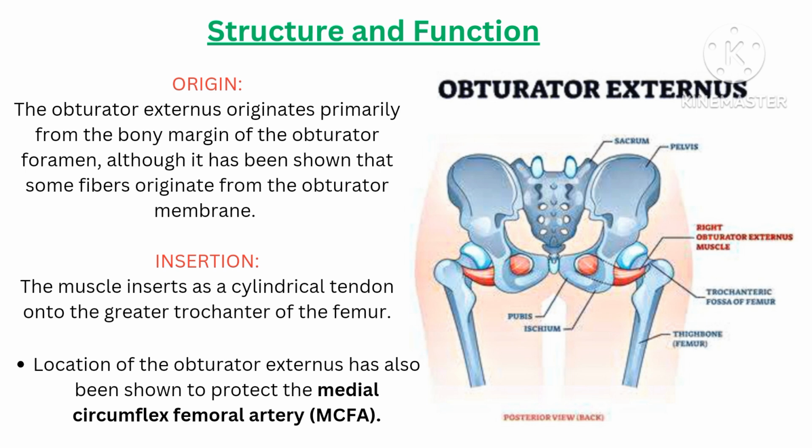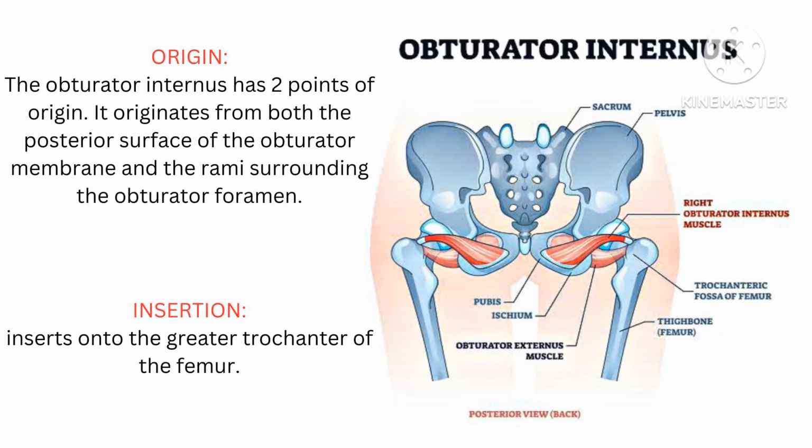The location of the obturator externus has also been shown to protect the medial circumflex femoral artery, MCFA. One study's results demonstrated that the obturator externus protected the deep branch of the MCFA from being damaged during hip dislocation in any direction. The obturator internus has 2 points of origin. It originates from both the posterior surface of the obturator membrane and the rami surrounding the obturator foramen and inserts onto the greater trochanter of the femur.